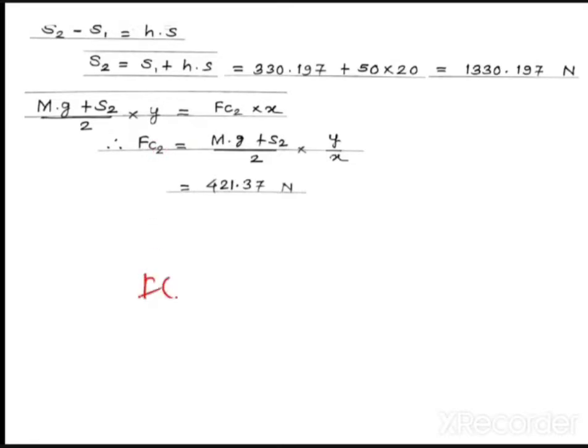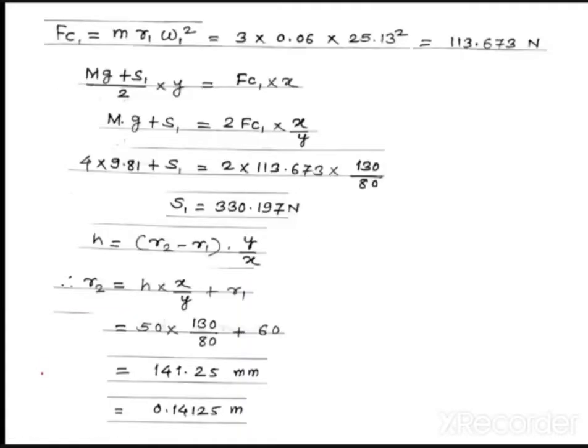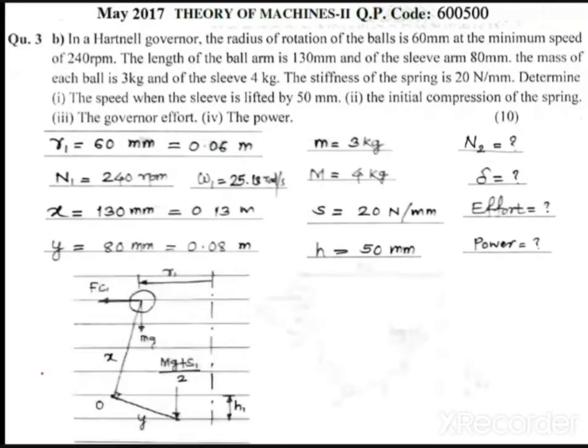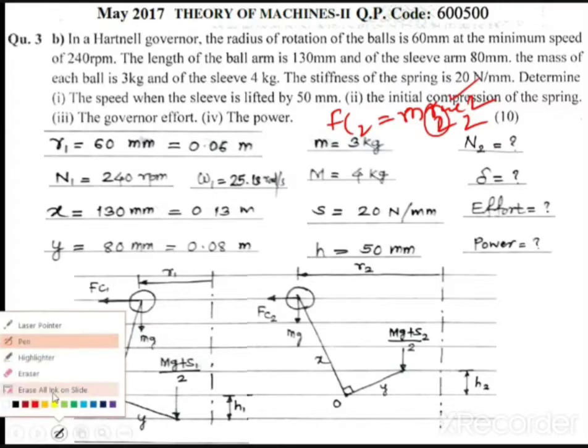Because FC2 is equal to M R2 omega square. And here, for omega square, I think N2 is unknown. Let me go backward. Yes, N2 is unknown over here. They haven't given you the N2, so you cannot find FC2 is equal to M R2 omega 2 square. You have calculated R2, but you don't know omega 2 because they haven't given you the N2. I think it is clear now.